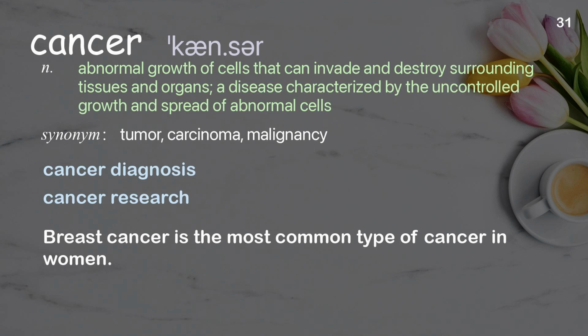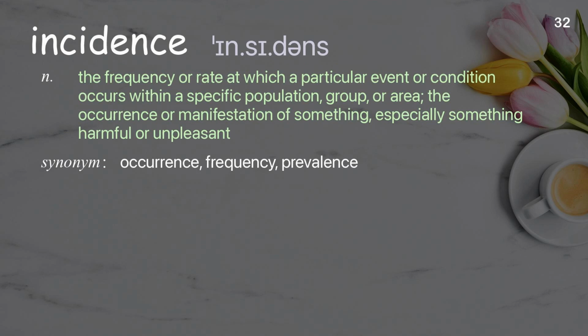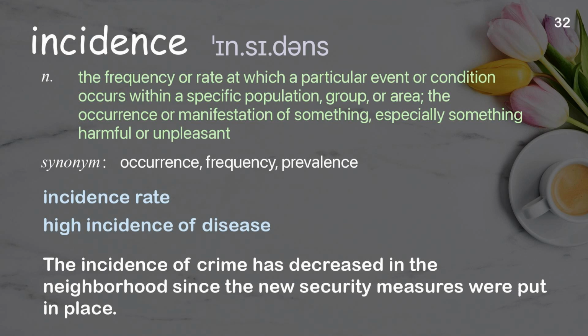Incidence. The frequency or rate at which a particular event or condition occurs within a specific population, group, or area. The occurrence or manifestation of something, especially something harmful or unpleasant. Examples. Incidence rate. High incidence of disease. The incidence of crime has decreased in the neighborhood since the new security measures were put in place.